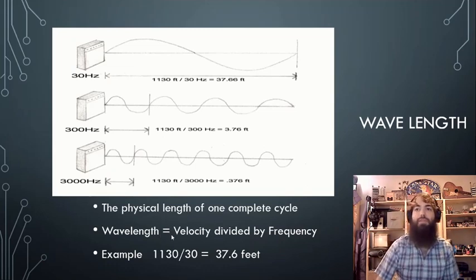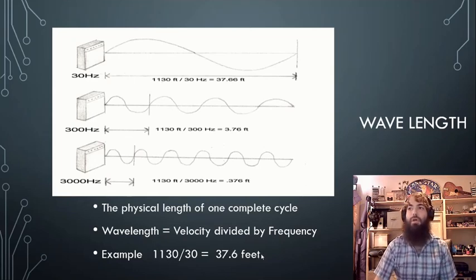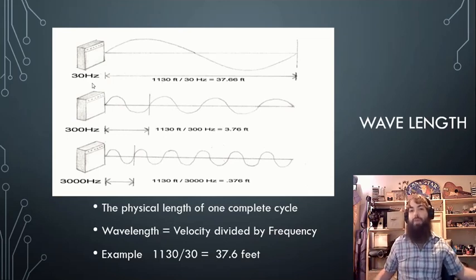So wavelength is actually going to be calculated by taking our velocity divided by our frequency. So we figured out our velocity in feet per second. So if we were to take our hertz and divide that, because this is in feet per second, that's going to calculate in feet our wavelength. So a 30 hertz wave is actually going to be about 37 feet long. So just to complete one cycle of a 30 hertz wave, it's going to require a very big space.